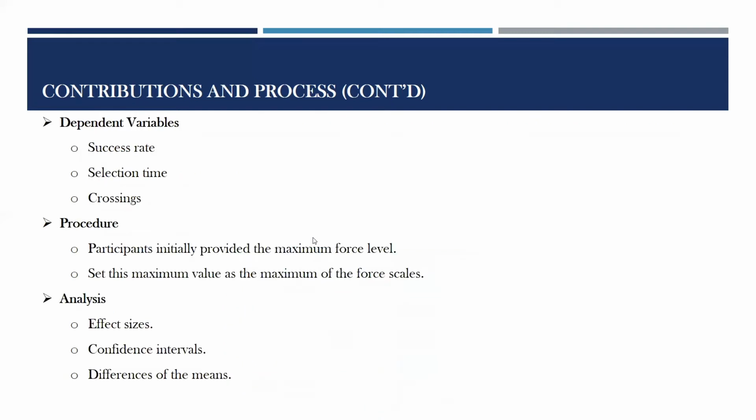They also evaluated the user performance with 3 metrics: the percentage of correctly completed trials, how long the participant applied force, and how many times the participant entered and left the targeted level. To ensure that each participant could comfortably complete the experiment, they initially provided the maximum force level they could comfortably perform, and then the authors set this maximum value as the maximum of the force scales.